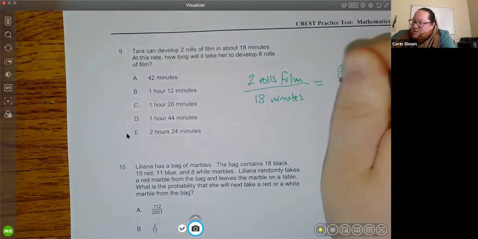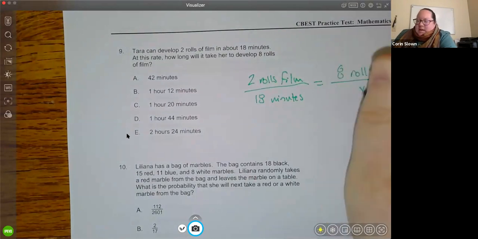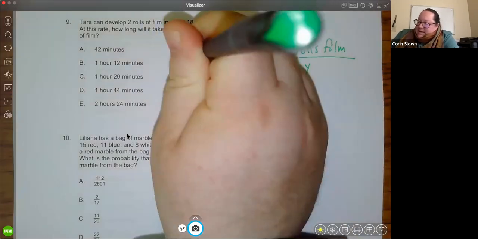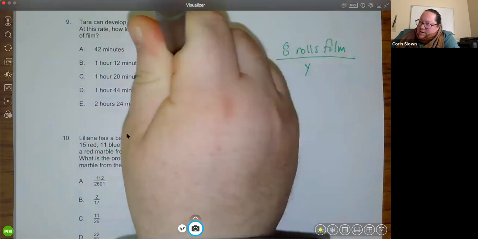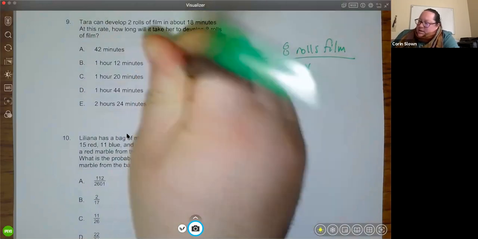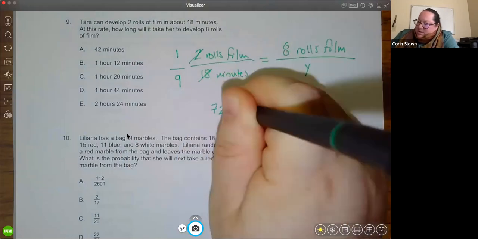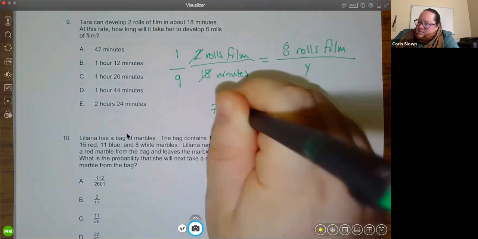So in this case, we're solving for what's in the denominator. And that's going to be something where we use the same approach. We can cross multiply, or we can think about how to simplify. So let's do a little bit of simplification. 2 can go into 18, so that's the same thing as 1/9. So 9 times 8 is 72. So it's 72 minutes.